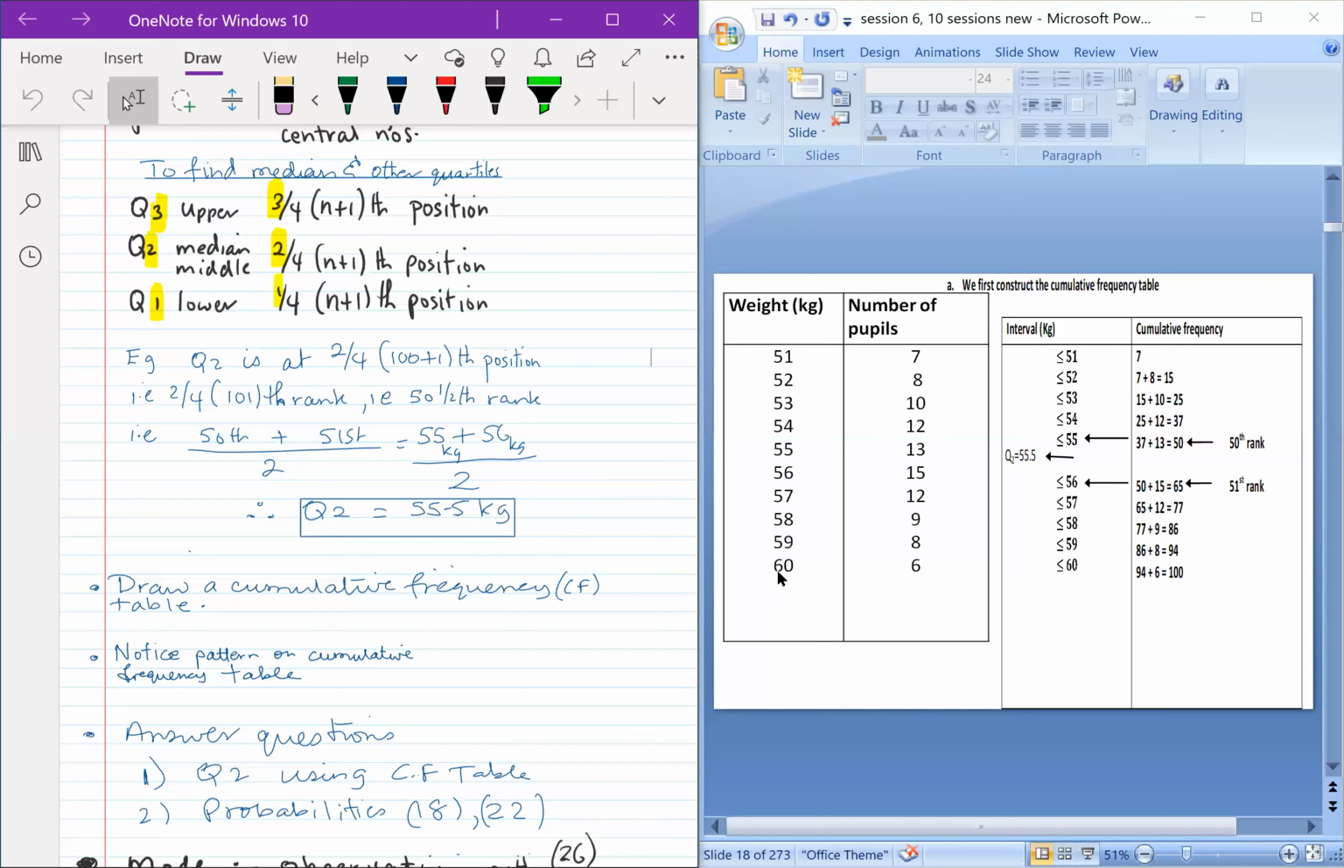How many pupils weigh 60 kilograms or less? And obviously, everybody falls within that range. So 60 kilograms or less, which is this one, less than or equal to 60, would be 100. So this is what we call our cumulative frequency table. But why is this important? Well, this cumulative frequency table, if you make a particular observation, could help you to do a lot of different things. And one of the things it could help us to do is to find these values here without having to make up that long table that I had to make up previously, which allowed us to calculate this here.